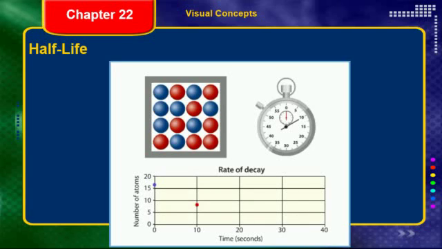We started when the stopwatch read 0. At that time, there were 16 red balls. After 10 seconds, 8 red balls remained. Let's continue. The decays are happening less frequently because there are fewer radioactive atoms left to decay. 4 more radioactive atoms have now turned into a non-radioactive form. Another 2 become non-radioactive.